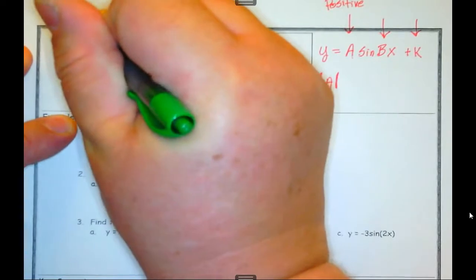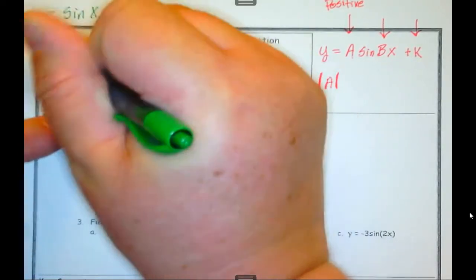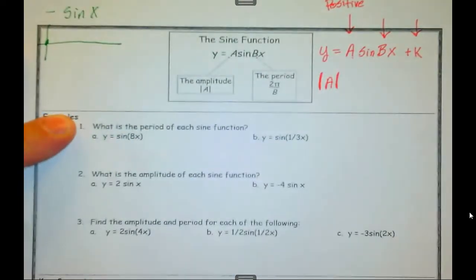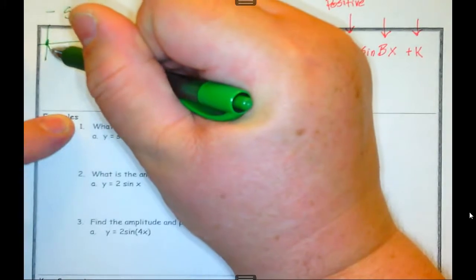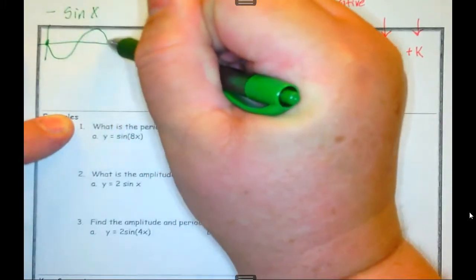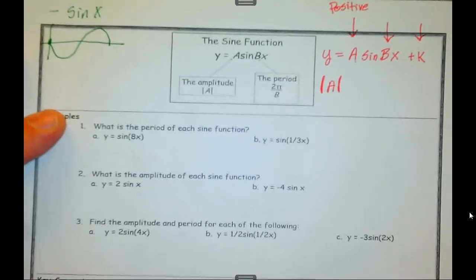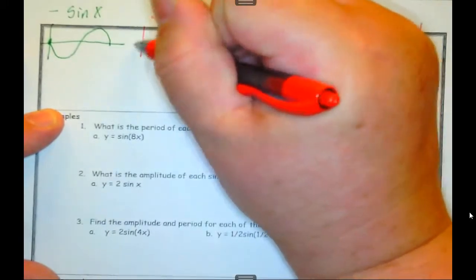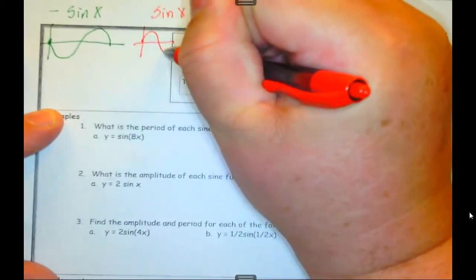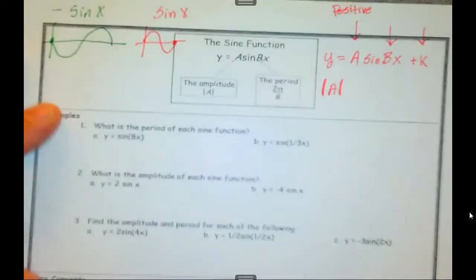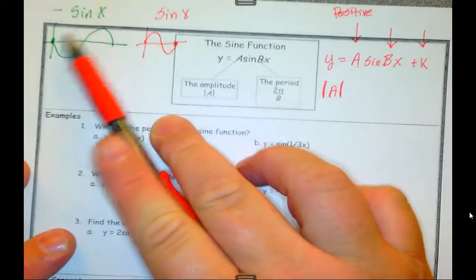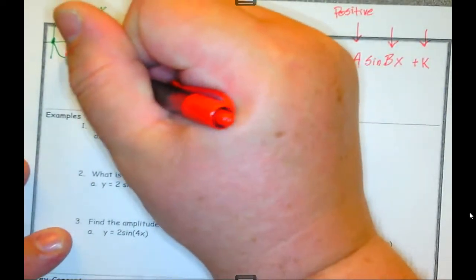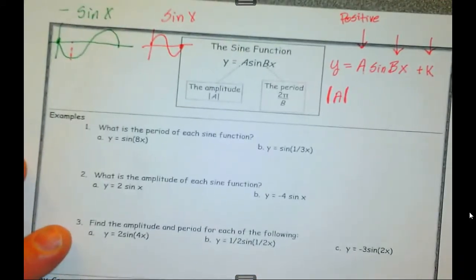So if I have negative sine of theta or x, it still starts at 0, but if I have that negative sign, it's going to reflect, so it's going to go to our negative, and then positive. Our regular sine of theta or x, it starts at 0, goes to our max, then min. Do you see the difference? Negative function, but the amplitude is still positive because it's a distance.